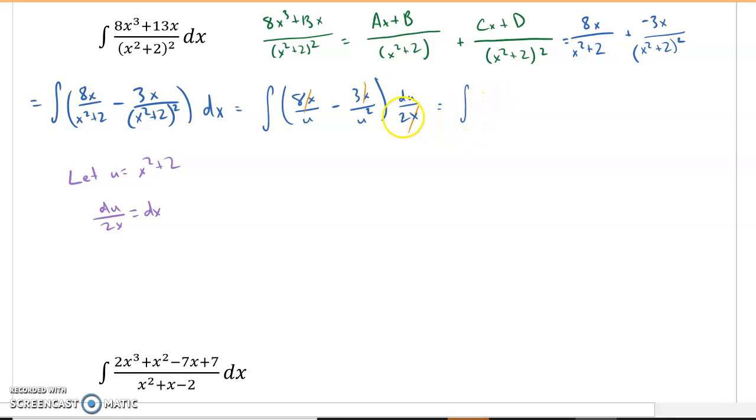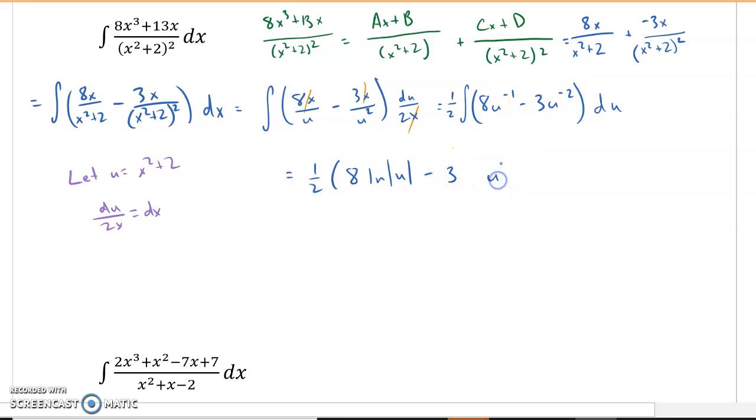So we've got 1/2. I guess I'll factor out that 1/2. And then we've got 8u to the negative 1 minus 3u to the negative 2. And these are each baby integrals that we can deal with no problem. The negative 1 for the exponent means natural log. And the negative 2 for the exponent means inverse power rule.